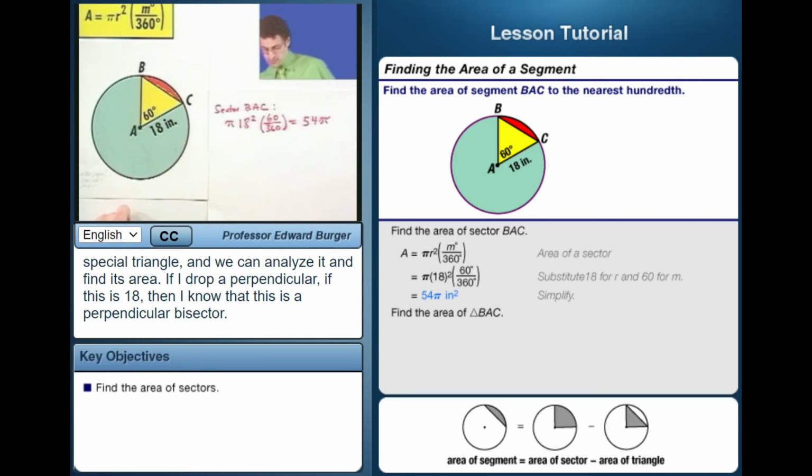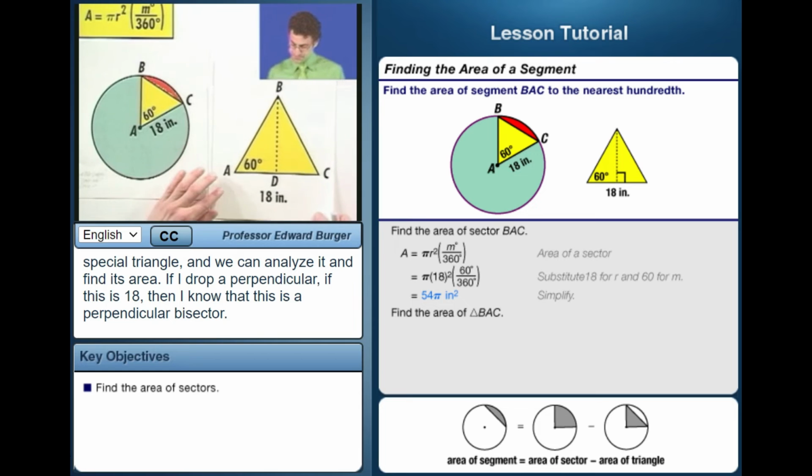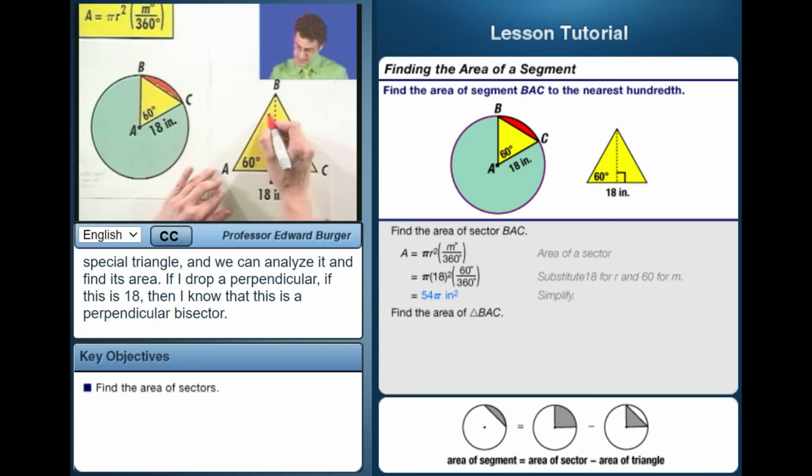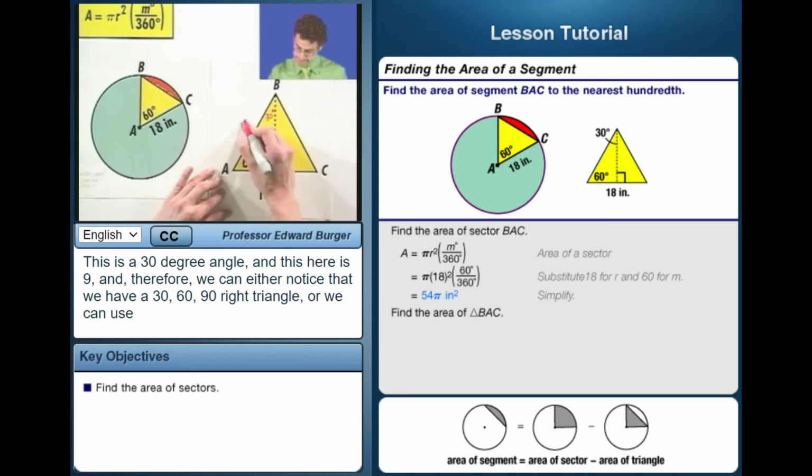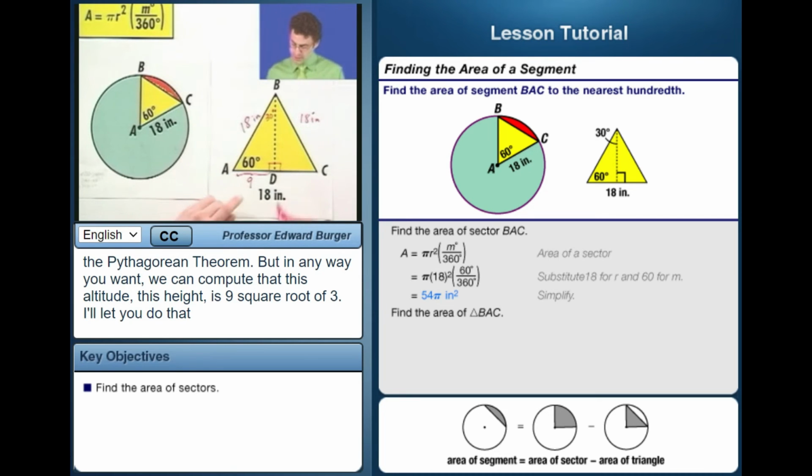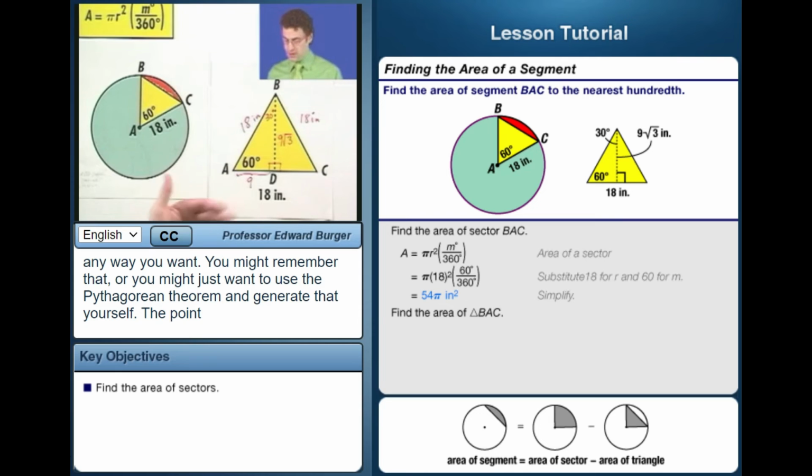Now, this is a very special triangle, and we can analyze it to find its area. If I drop a perpendicular, since this is 18, then I know that this is a perpendicular bisector, and this is a 30-degree angle. And this here is 9. And therefore, we can either notice that we have a 30, 60, 90 right triangle, or we could use the Pythagorean theorem. But any way you want, we can compute that this altitude, this height, is 9 square root of 3. I'll let you do that any way you want. You might remember that, or you might just want to use the Pythagorean theorem and generate that yourself.